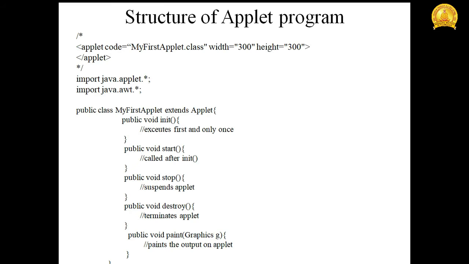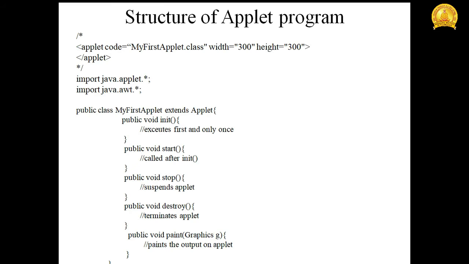So the structure of an applet program is simple. First define the HTML code using the applet tag, comment the block, then write your Java code. When you write your Java code, the class that you have created must extend the Applet class. Import the two packages, the applet package and the AWT package, and inside the class define all the 5 methods. So this is the basic structure of an applet program.